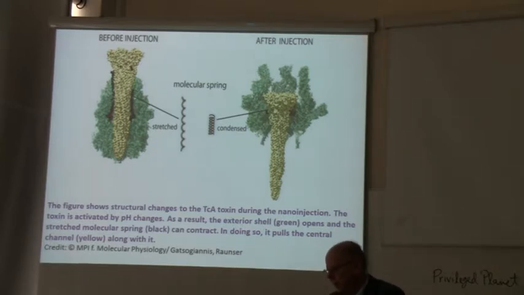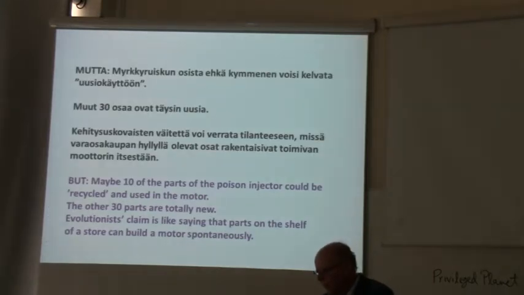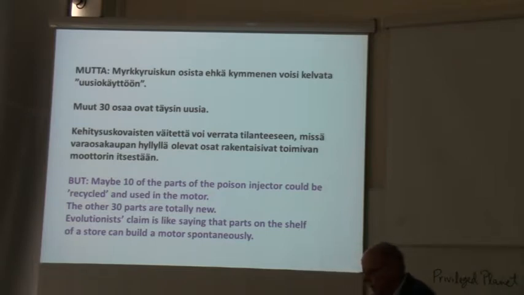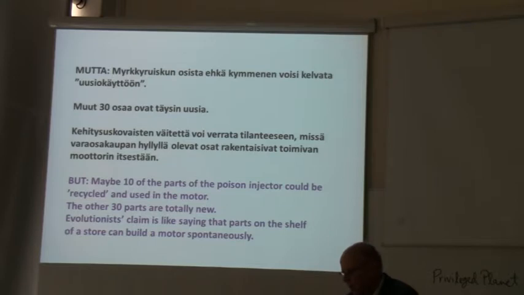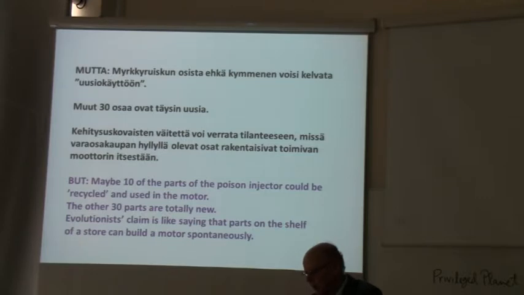And it's a nano injection. But could this injection machine turn into a motor? No. Maybe 10 parts of the poison injector could be recycled and used in the motor. But the other 30 parts are totally new. Evolutionists claim that this motor evolved from the poison injector, which is like saying that parts on the shelf of a store can build a motor spontaneously.